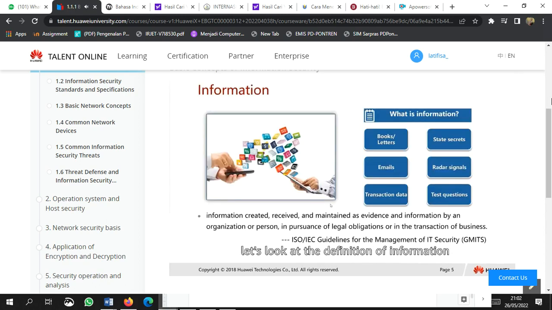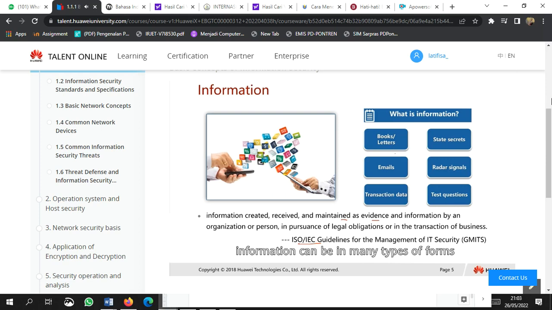So first of all, let's look at the definition of information. What is information? According to the GMITS, which is Guidelines for the Management of IT Security under the ISO or the IEC, these two organizations. All right, so this is the definition. Information created, received, and maintained as evidence and information by an organization or person in pursuance of legal obligation or in the transaction of the business. Okay, so this is the information definition.